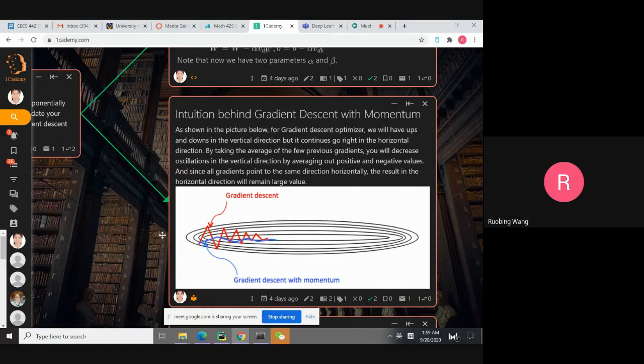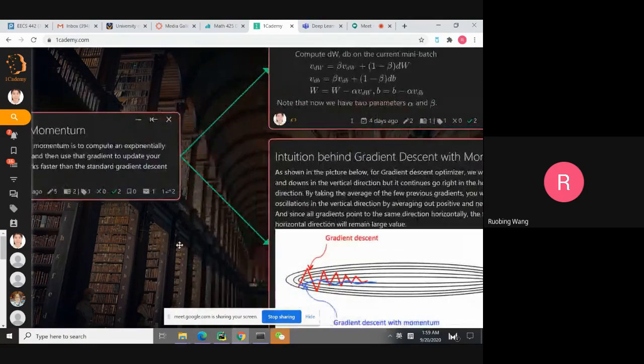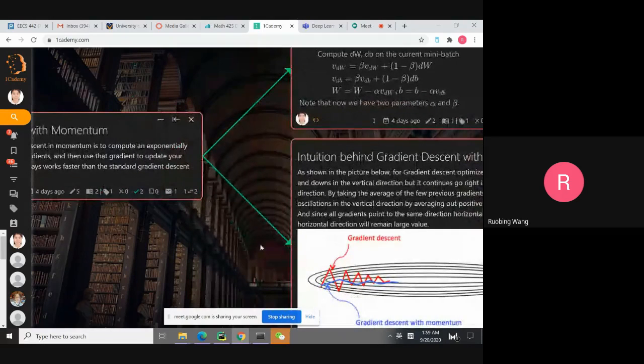Yeah, so that's all about this part. Does anyone have questions about it? Okay, I think that's all for my presentation today. I will stop sharing my screen.